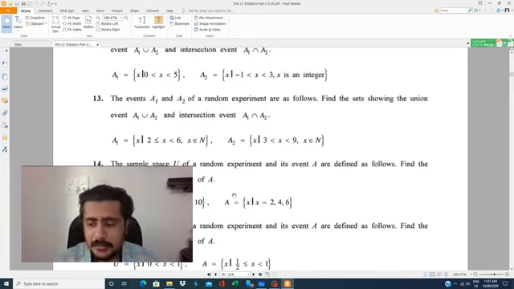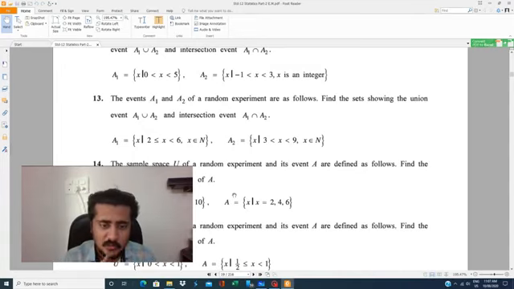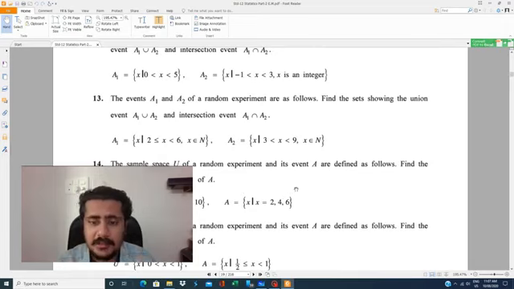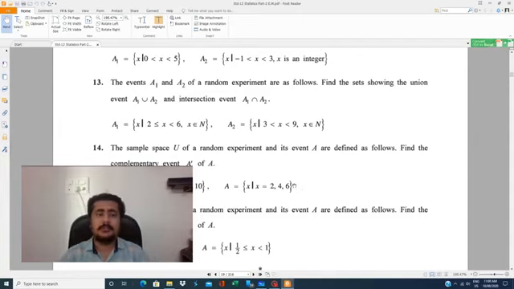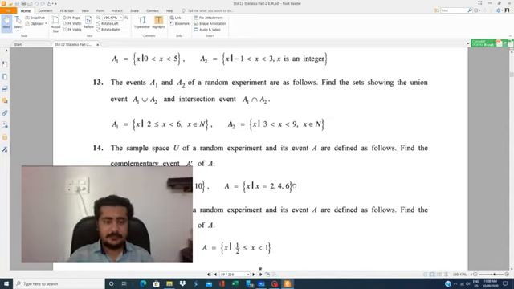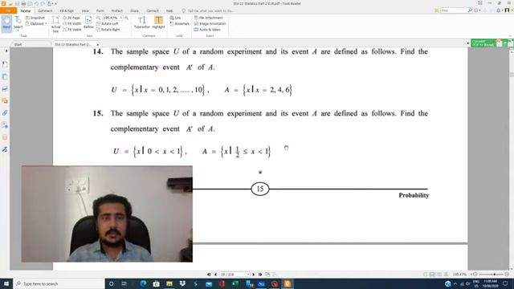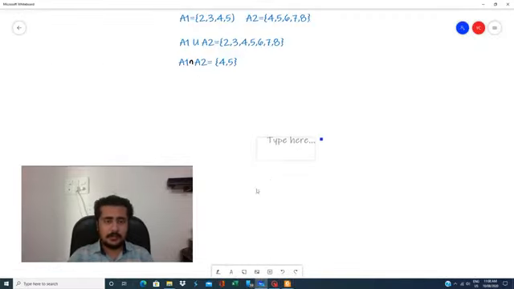Let me read the question. The sample space U of a random experiment and its event A are defined as follows. Find the complementary event A dash of A. What is given in the question is U, that is 0, 1 to 10, and A is given as 2, 4, 6. So we are writing the question first.